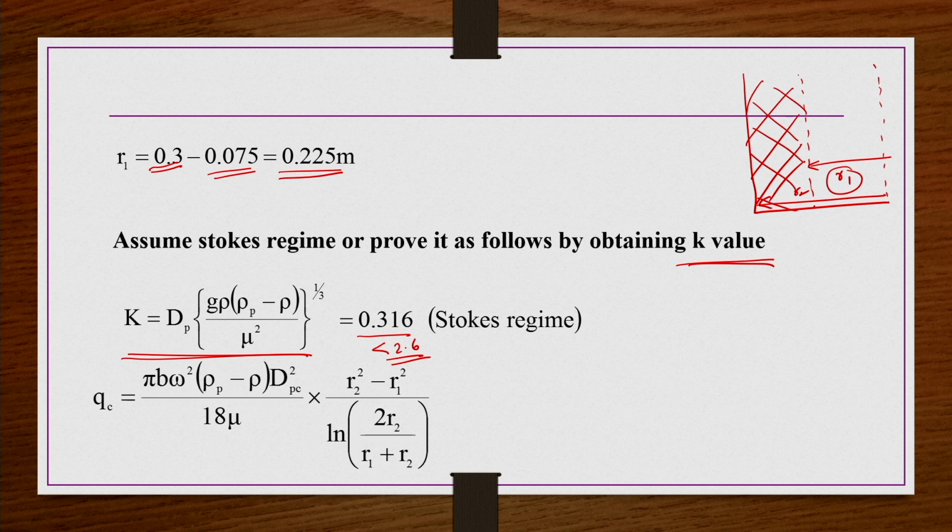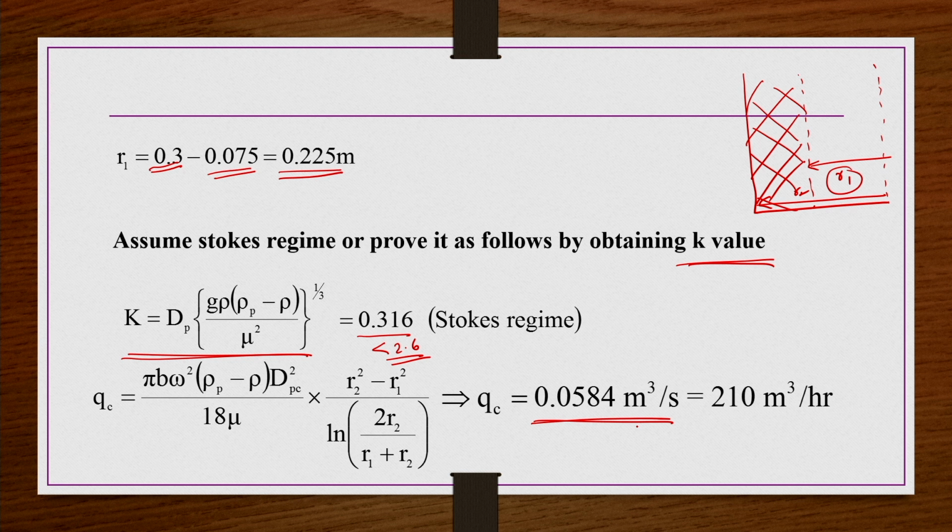So, we can happily use this QC expression without any problem. QC we have developed as pi b omega square (rho p minus rho) dp square by 18 mu, times (r2 square minus r1 square) divided by ln of (2 r2 by (r1 plus r2)). In this equation now everything is known. So, simply substitute and calculate the simplifications. If you do, you will get 0.0584 meter cube per second.